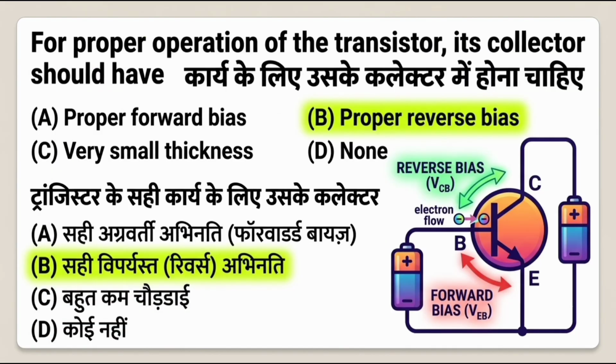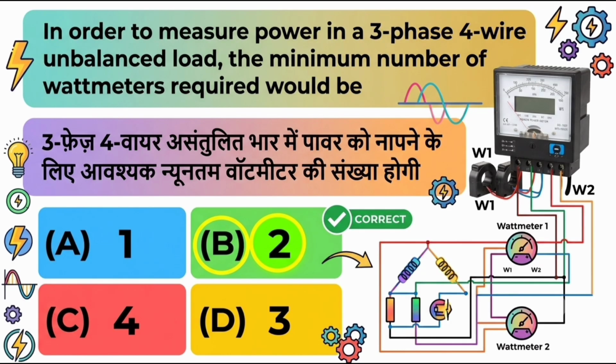Now move towards the next question. Question on the screen: for proper operation of a transistor, its collector should have what? Proper forward bias, proper reverse bias, very small thickness. Its correct answer is option B, that is proper reverse bias.